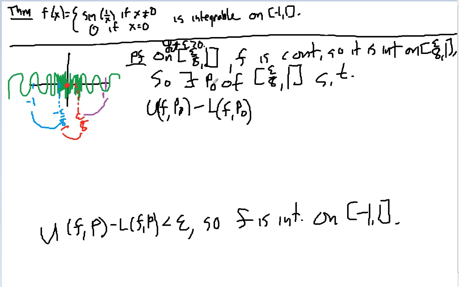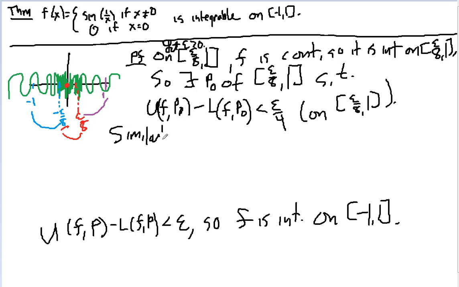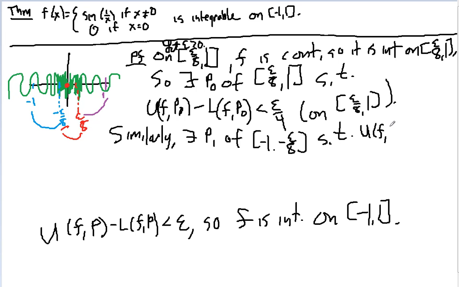So I'm going to start with a p naught, and this is going to be, I can make this, given an epsilon, less than, say, epsilon over 4. Remember, this is only on epsilon over 8, comma 1. And very similarly, there exists a p1 of negative 1, comma negative epsilon over 8, such that uf of p1 minus lf of p1 is less than epsilon over 4. Great.